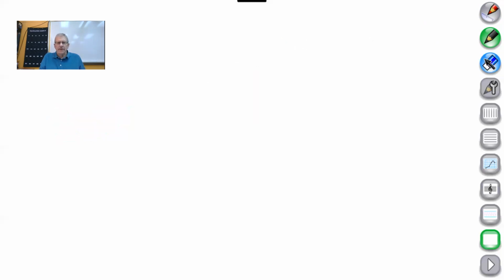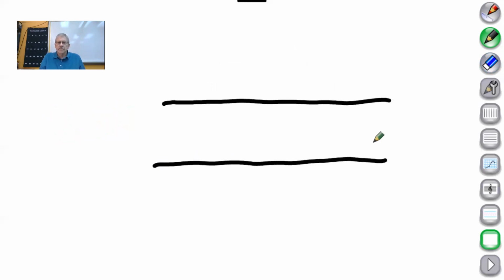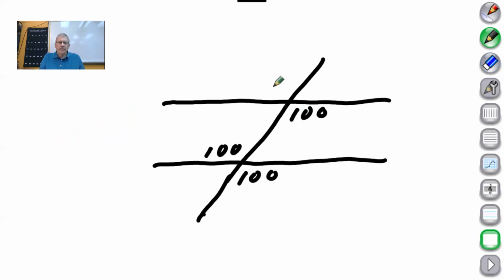Let me make this a little bit bigger so it's a little bit easier to see. Here's my transversal. Okay, so I'm going to call this 100, 100, 100, 100. Well, from supplementary angles, we know that this has to be 80, right? And therefore, this would be 80. But these angles right here are also supplementary, and they add up to 180. These add up to 180, 180, 180. Whole circle, 360. So you can kind of see, this is 80, 80, 80, 80.